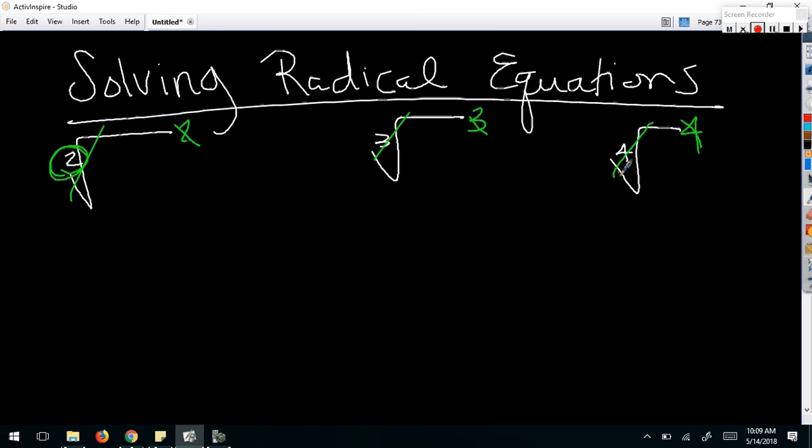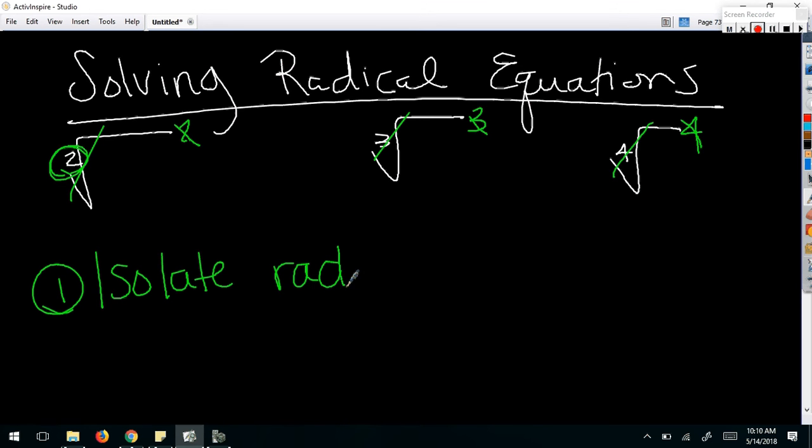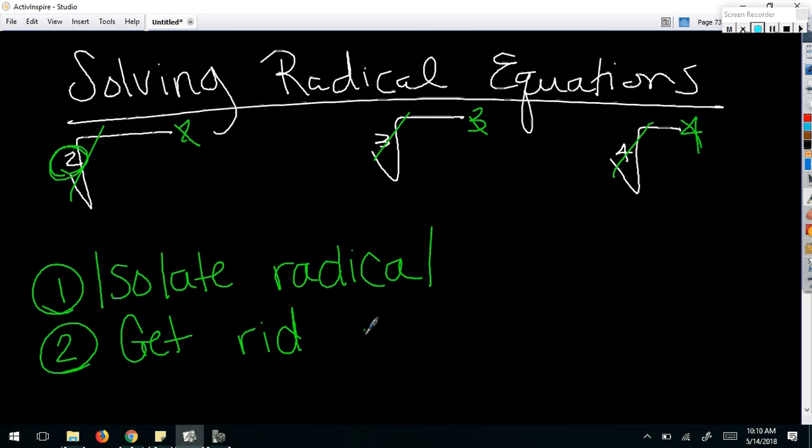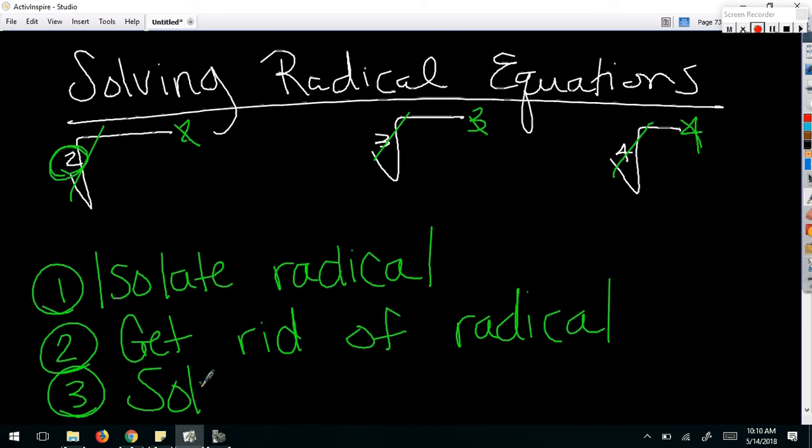So as we solve these, what we're going to do is isolate the radical, and then we're going to get rid of the radical. I know some of you like steps, so I'm going to give you 3 steps here. Isolate the radical, get rid of the radical, and solve. And this is whenever you only see one radical in your equation.